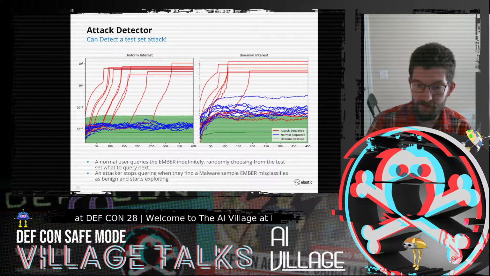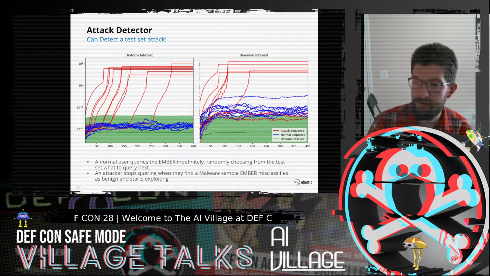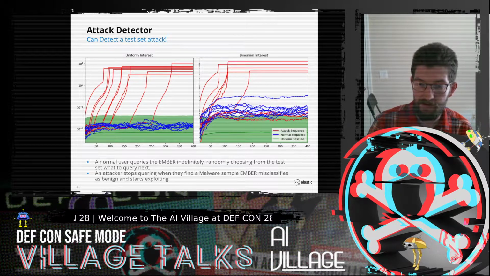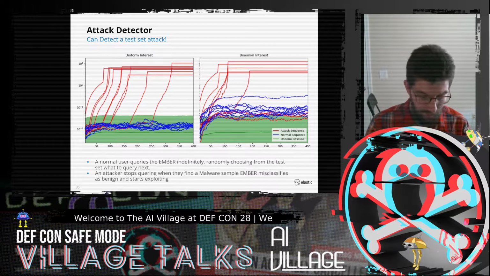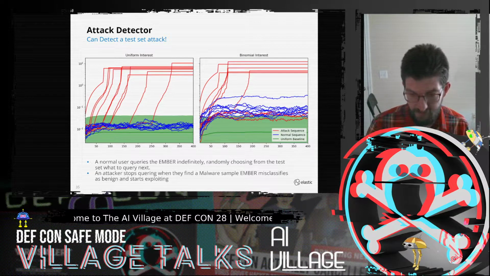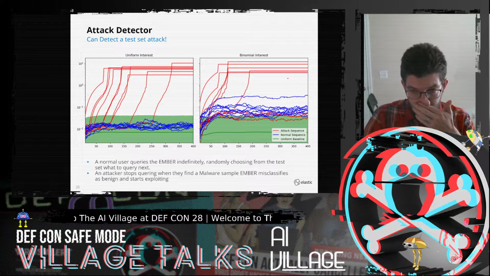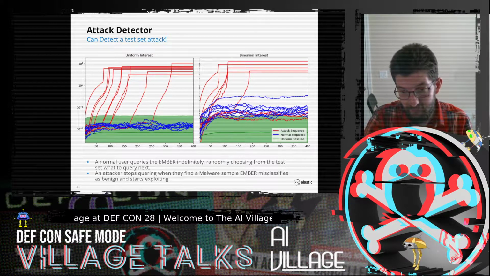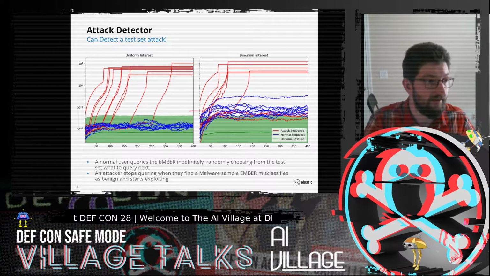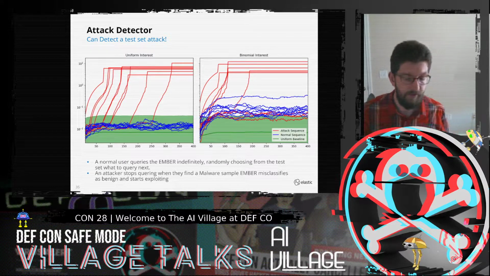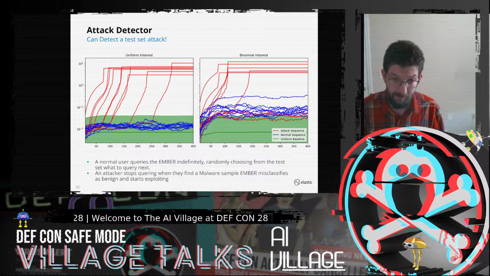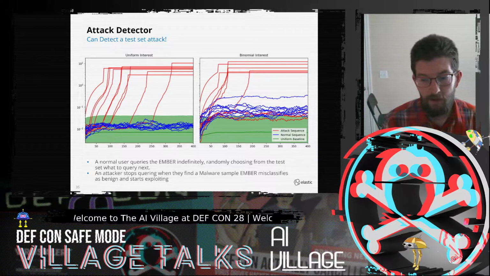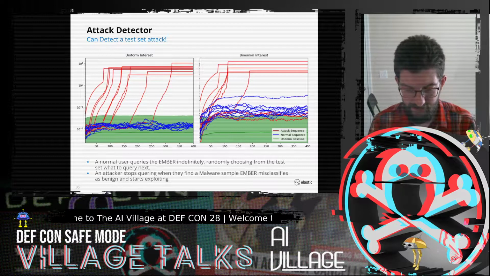You can also see that there are some attackers who never find an exploit. They never find a malicious piece of software that was classified as benign. And so I could build a thing that, okay, cool, I could do basic time series analysis on this to figure out whether I have a benign user. And if you do that, you get basically 100% accuracy for this particular attack.